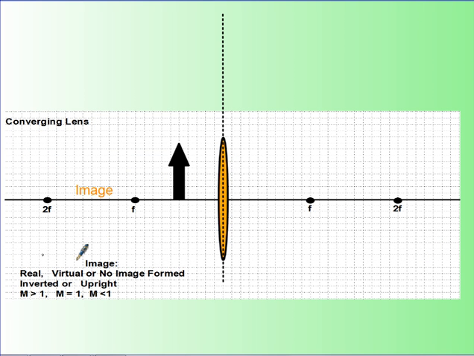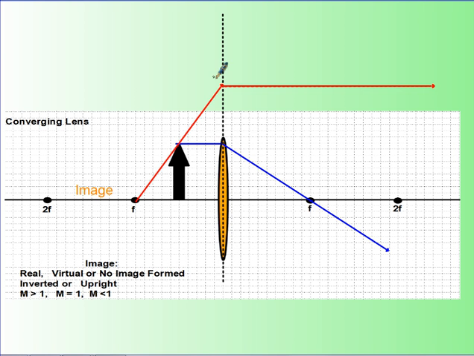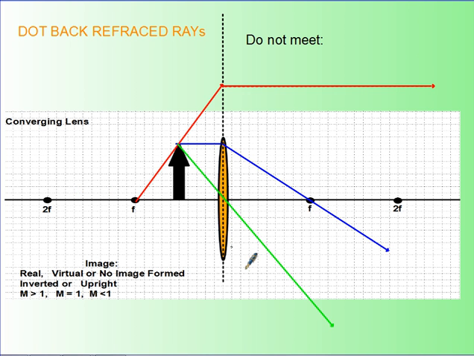Now, what happens when you're inside your focus? You know something weird is going to happen. So let's do our diagrams. You're going to go in parallel, and it's going to refract off through the focus. The second ray is in through the focus, and then it's going to refract out parallel. Now you're already seeing a problem because those two are not going to intersect. Let's do the third one and see what we get. This one's going to go straight through the center. Again, these three rays don't meet.